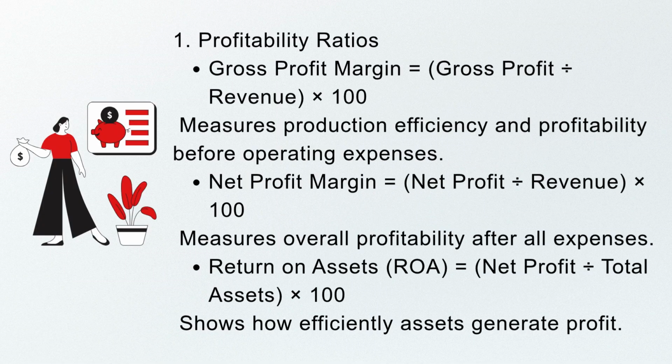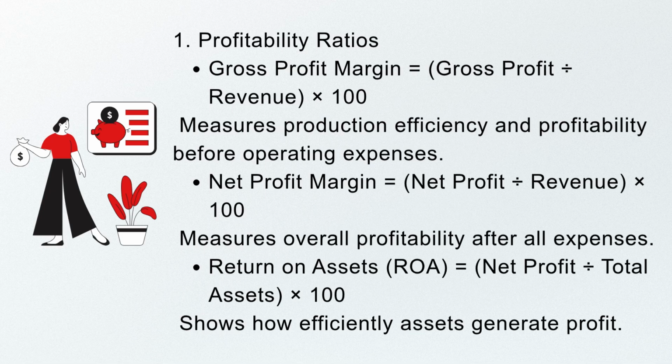Let's look at the profitability ratios first. There are three ratios to explore. First of all is the gross profit margin. This measures production efficiency and profitability before operating expenses. It is calculated by dividing the gross profit by the revenue times 100.